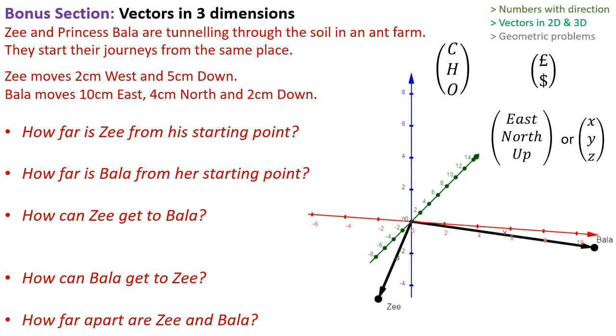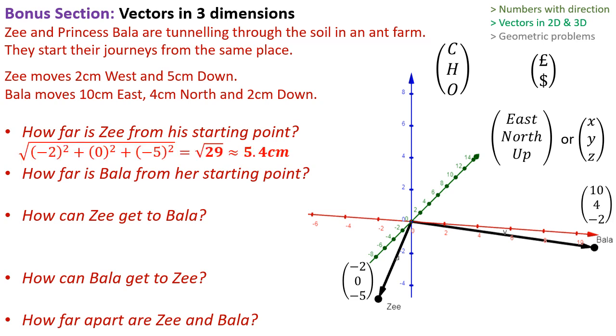So how far away is Z from his starting point? This is actually effectively a 2-dimensional problem because he hasn't moved north at all. You could describe his coordinates in 3D using a 0 for one of them. -2, 0, -5. And Bala is going to have a 10, 4, -2. We can use Pythagoras for Z. We can use Pythagoras for Bala. How can Z get to Bala?